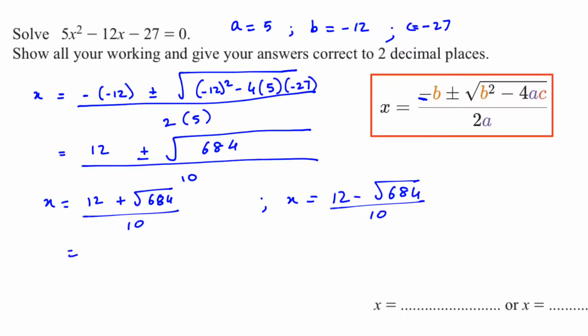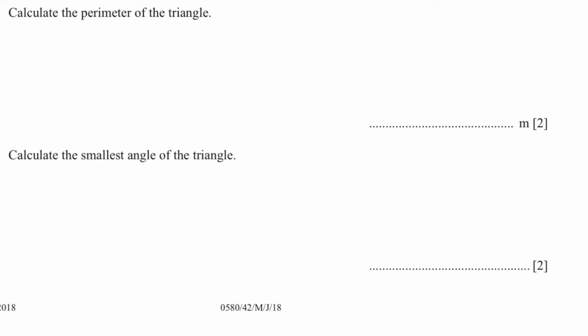We'll just put it in the calculator and get the answer. This will give us 3.815, and this will give us negative 1.415. But we have to round it to correct to 2 decimal places. So that will be 3.82 and negative 1.42. Those are the two values of x.